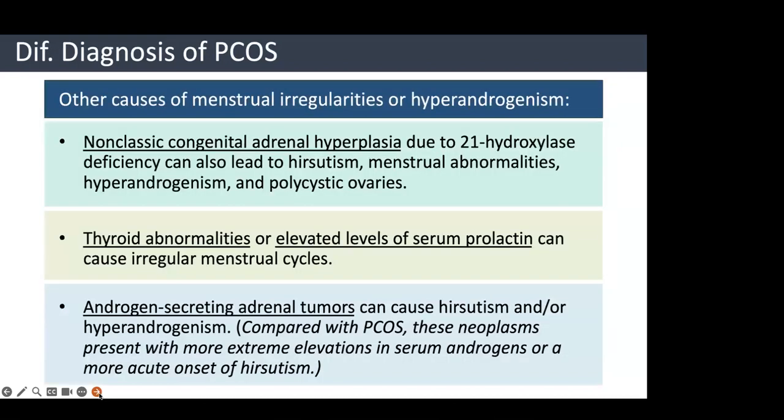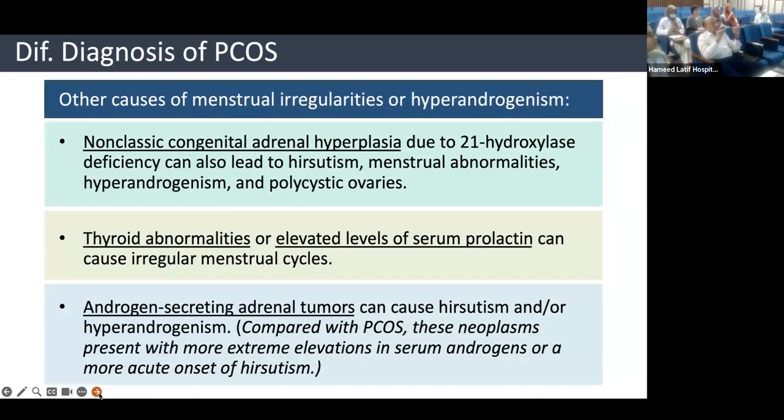Other causes of menstrual irregularities or hyperandrogenism, which we need to exclude, as I said earlier. One is non-classical congenital adrenal hyperplasia, which is because of deficiency of 21-hydroxylase. That can also lead to higher levels of androgens, hirsutism, and menstrual abnormality. The picture is more or less classically like that, so this is important that we need to look at.